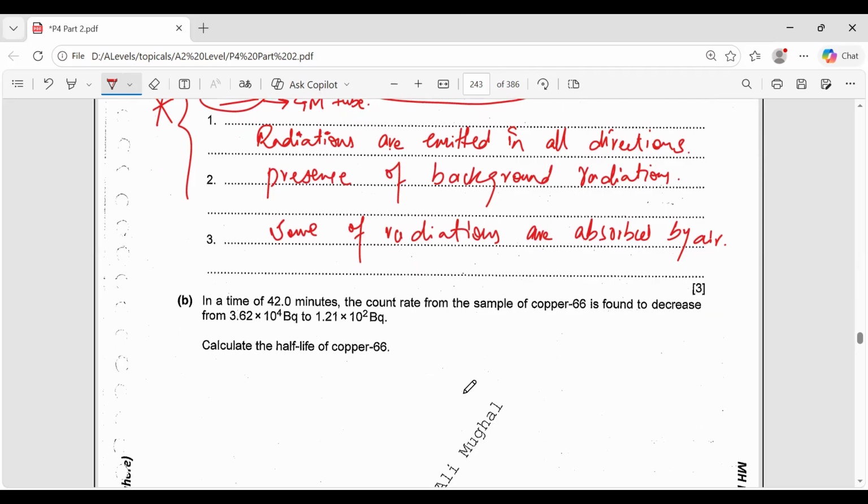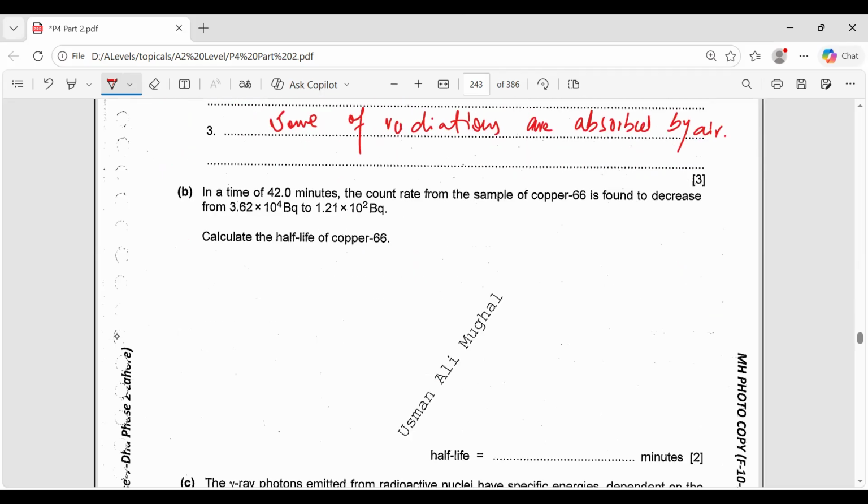The next question says that in a time of 42 minutes, the count rate from a sample of copper-66 is found to decrease from this activity to this. The question says calculate the half-life of copper-66. As there is a change in the activity, we will begin from this formula. I taught you this formula a few minutes back: in radioactive decay, the remaining activity equals the initial activity times e to the power minus lambda t.